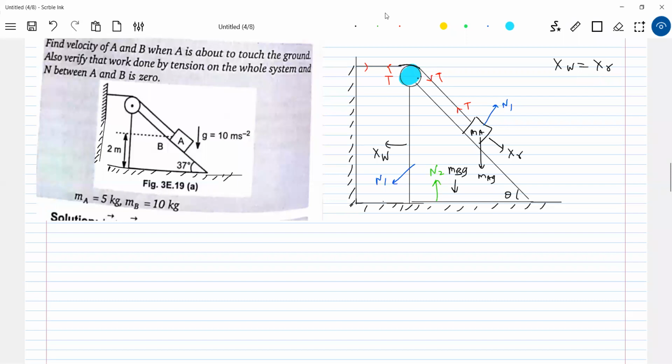Now let's go for the work done. So what we have to do is the work done by the tension. So first I'll focus on the tension here. Before that, we should know the displacement of the block with respect to the ground along X and along Y. So along the x-axis, the displacement of the block with respect to the wedge.